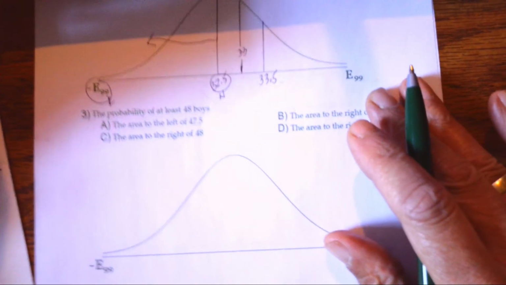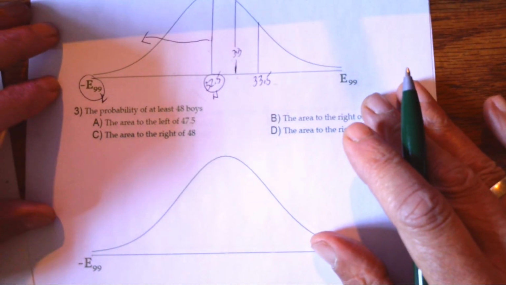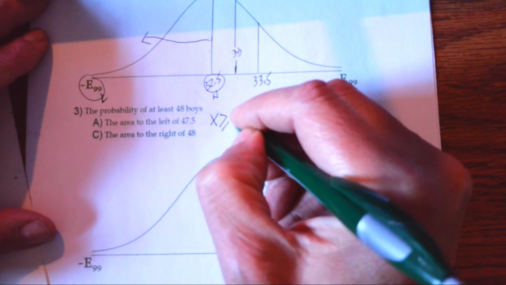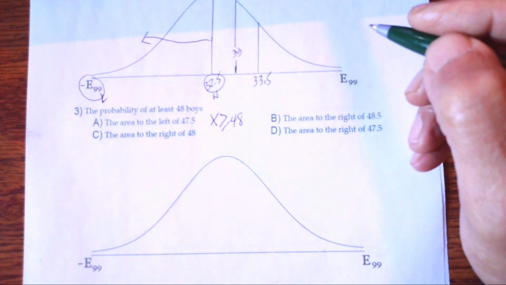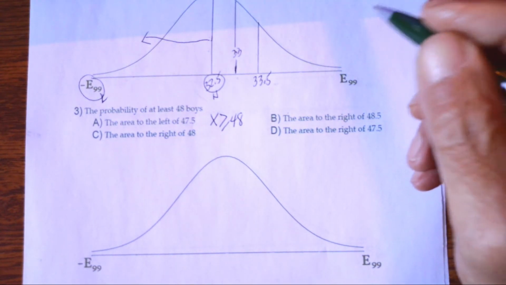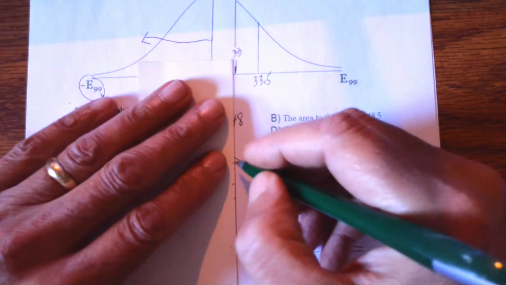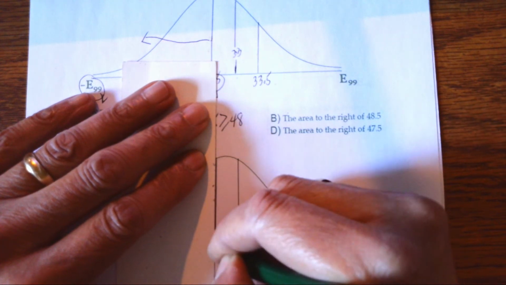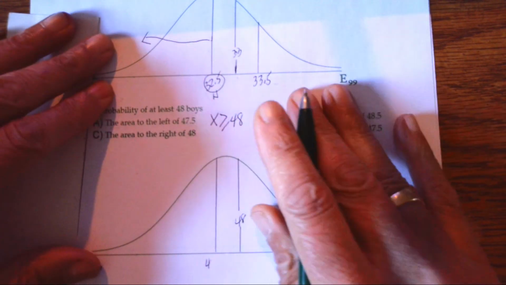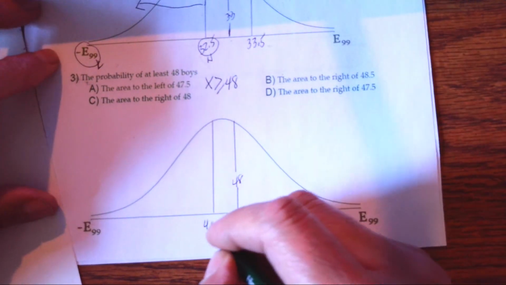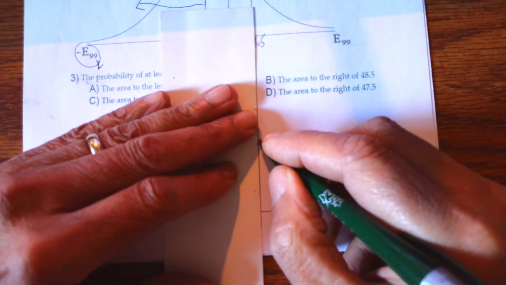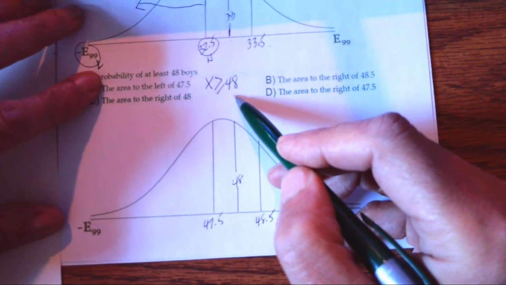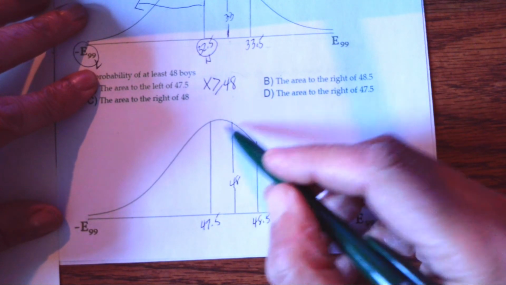Number 3, probability of at least 48. At least 48 is 48 and more. So this is greater than or equal to 48, at least 48. At least 48 is 48, 49, 50, and so forth. So drawing a vertical line here at 48, and then using continuity correction, subtracting 5/10, I get 47.5, and to the right, 48.5.